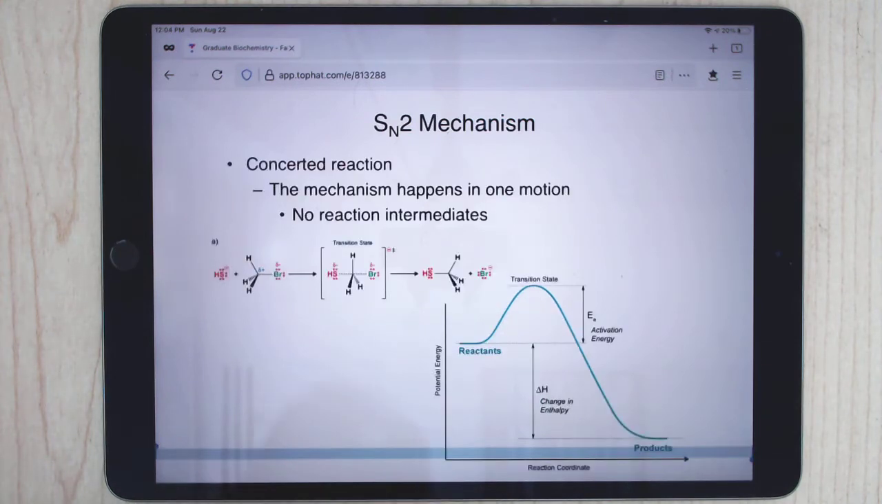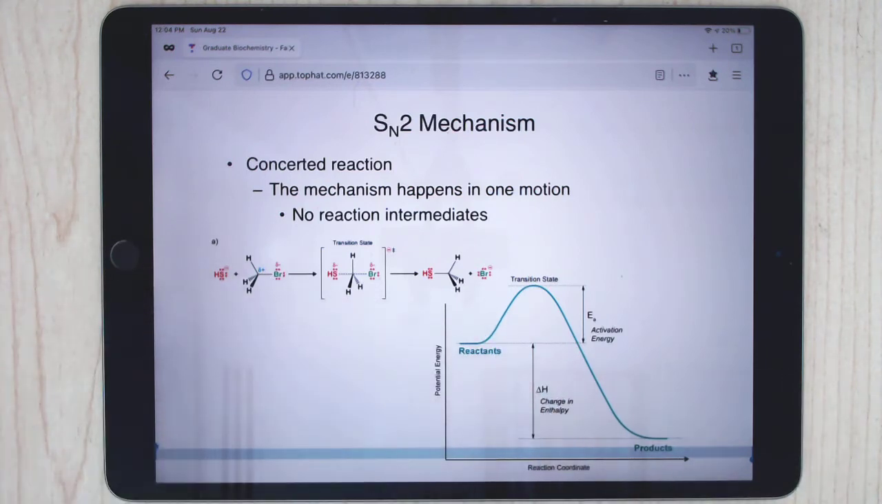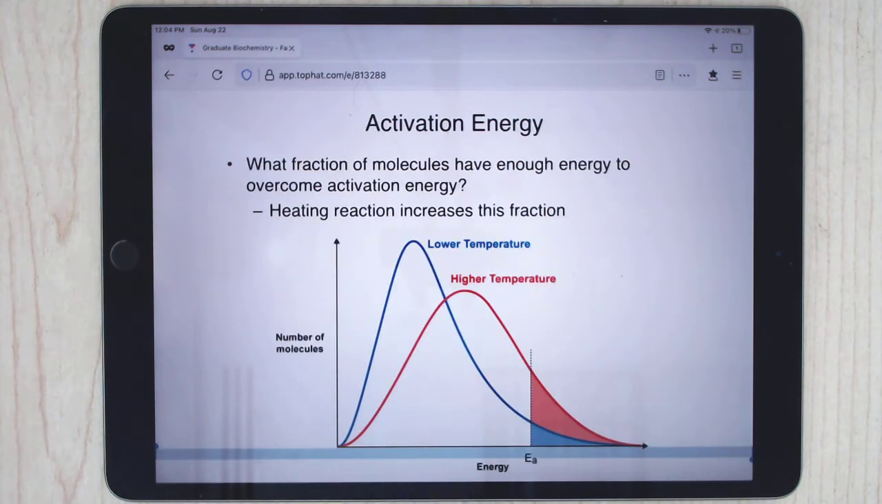Now, this happening all in one smooth motion are what are called concerted reactions. That means there's no intermediates. Everything happens all in one smooth motion. So this coming in, this breaking, no intermediates. And so when you see that, it's called concerted. The reaction's concerted.